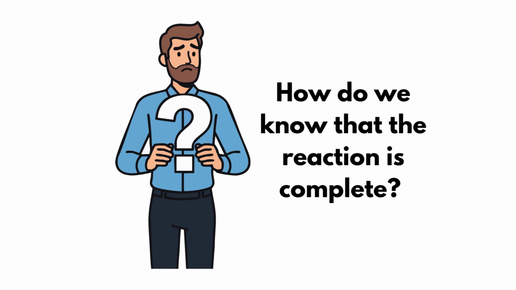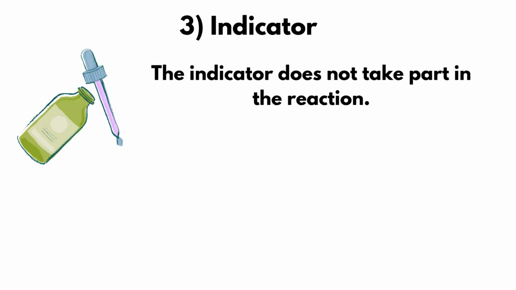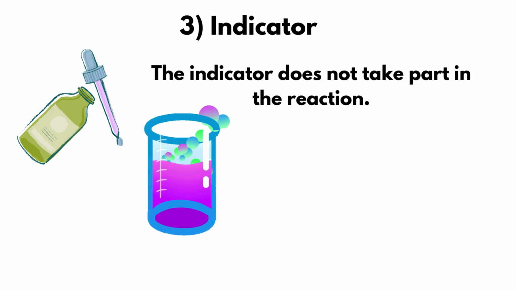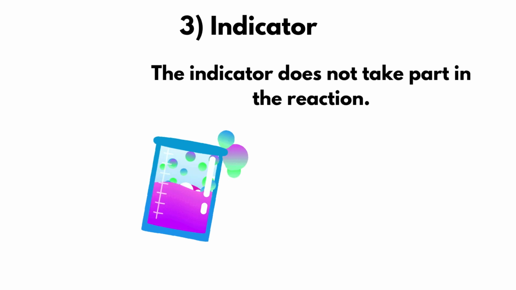For this purpose, we add an indicator to the titrand. The indicator does not take part in the reaction. It simply watches the reaction very carefully, and at the perfect moment, it shows a color change or sometimes precipitation. This moment is called the end point of the titration.